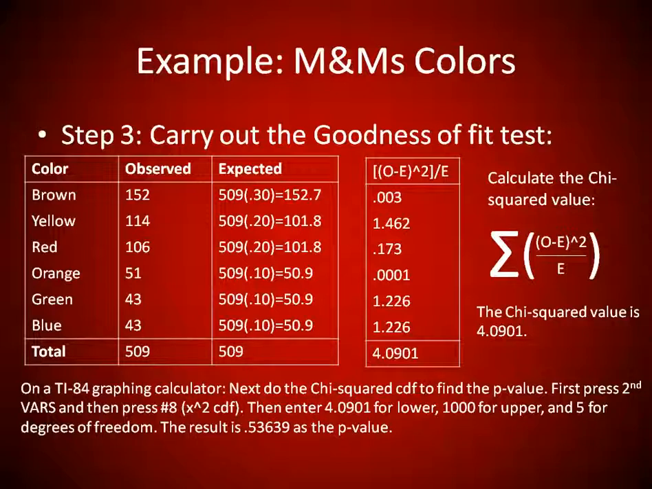To do this, on our graphing calculator, we'll use the setting chi-squared CDF. First press 2nd, then VARS, then press 8. Then enter 4.0901 for lower, 1000 for upper, and 5 for degrees of freedom. The result is 0.5363 as the p-value.